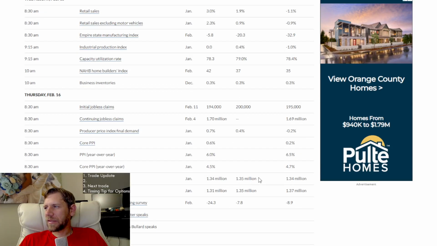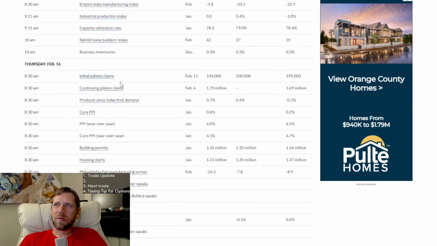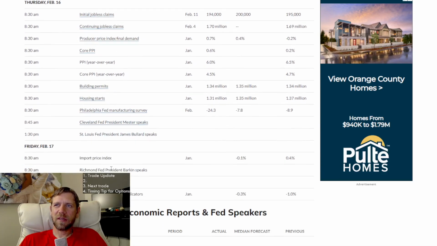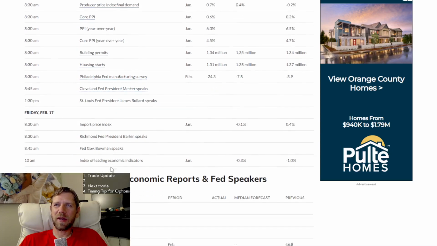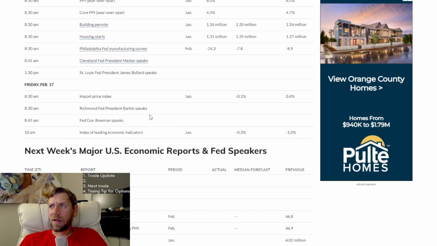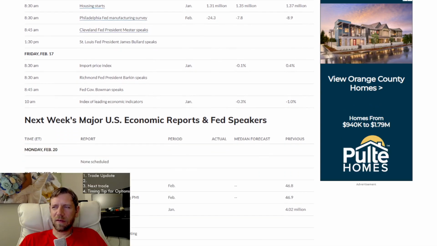So for example, today is Thursday. Oh, it just ticked into Friday, but let's say Thursday, February 16th. There was initial jobless claims, continuing jobless claims, etc. Producer price index, final demand, core PPI, etc. And on Friday, there's import price index really, and that's about it. A bunch of speakers.